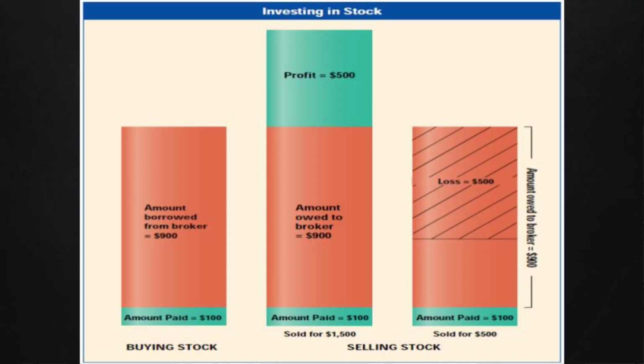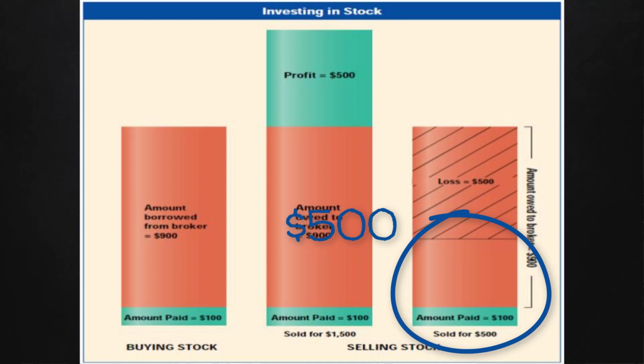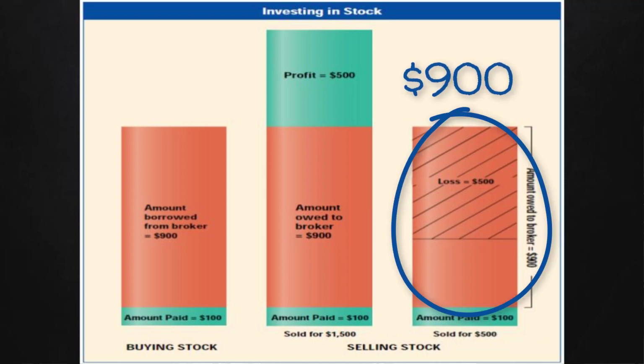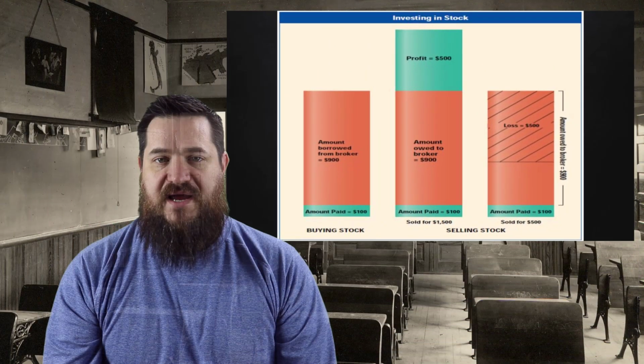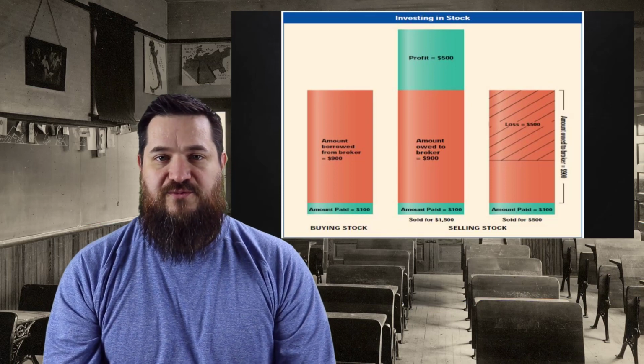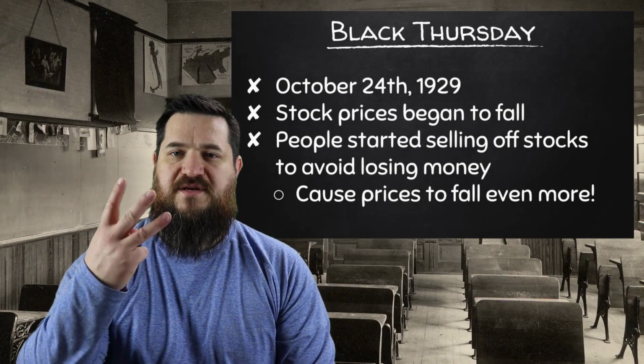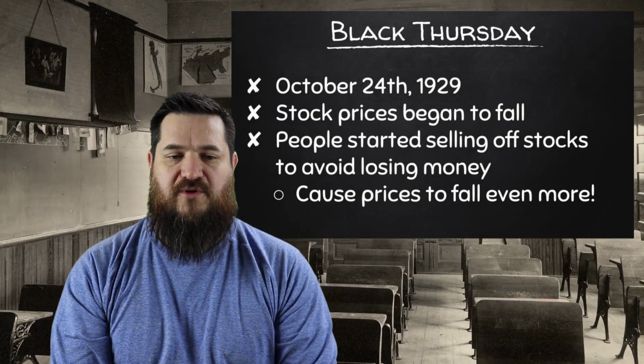But what if that stock loses value? Instead of being worth $1,000, say it goes down and it's only worth $500. Well, even though you can sell that stock and get $500 for it, you still owe your broker $900. You have to come up with another $400 somehow, and it's not going to be from the profits of the stock. This is why buying on margin is so risky, and you really shouldn't do it unless you really know what you're doing.